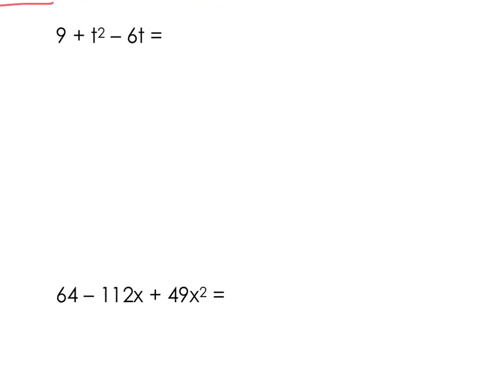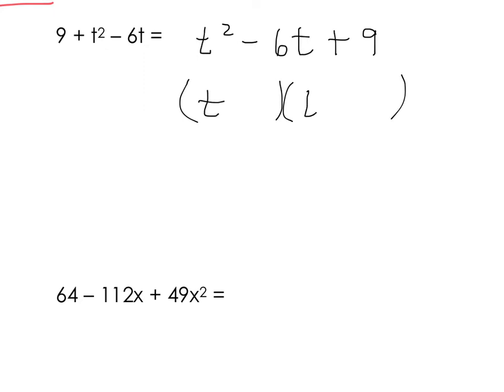9 plus t squared minus 6t. You know, we can't really factor this unless it's written in descending powers of one of the variables. There's only one variable here. So the first thing I want to do is write this in the proper order, t squared minus 6t plus 9. Let's do our double set of parentheses.